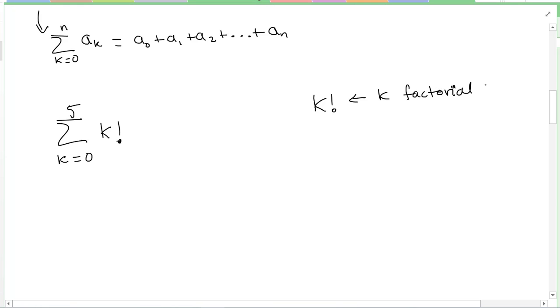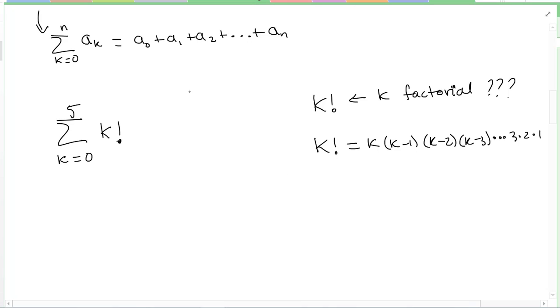So what does that mean? You notice that we start at 0. So k factorial is defined to be the product of k and all the numbers that precede it. So k factorial is essentially k times k minus 1 times k minus 2, k minus 3, and so on, all the way to 3 times 2 times 1. And I know that you may be like, what is that? So let's do an actual example.